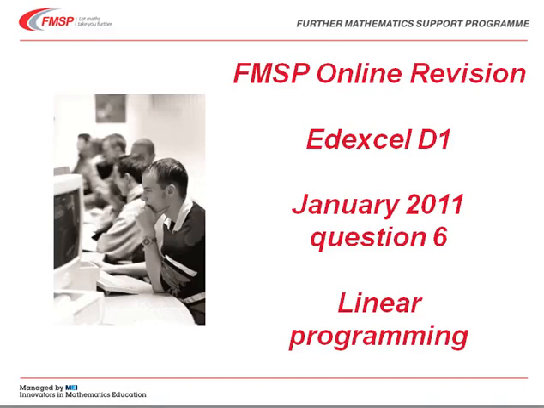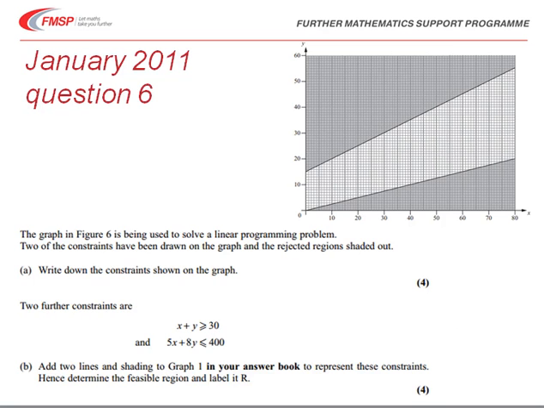In this video I'm going to be looking at the solution to question 6 from the January 2011 Edexcel D1 paper. The topic of the question is linear programming. The question refers to a graph in a figure in the paper, which is being used to solve a linear programming problem. Two of the constraints have been drawn on the graph and the rejected region shaded out. In part A of the question, we're asked to write down the constraints that have already been drawn onto the graph.